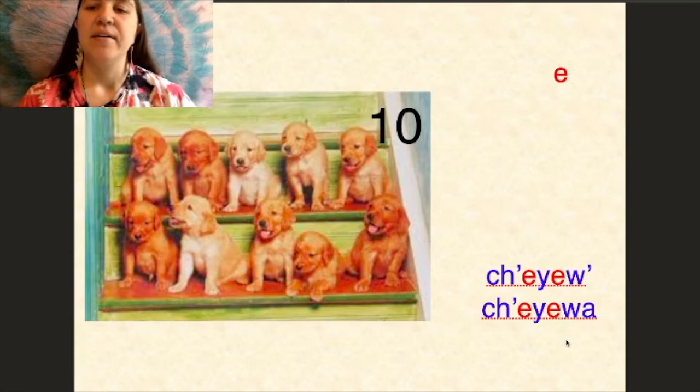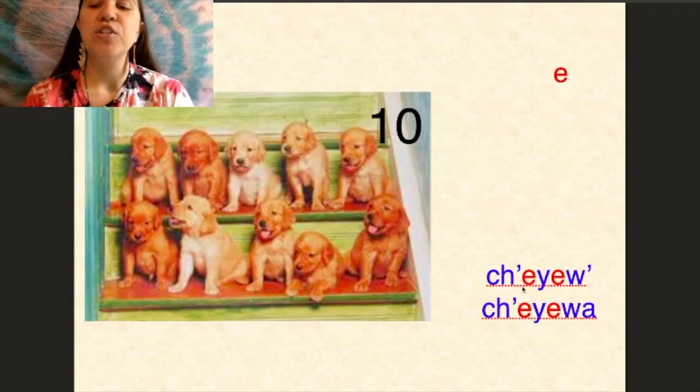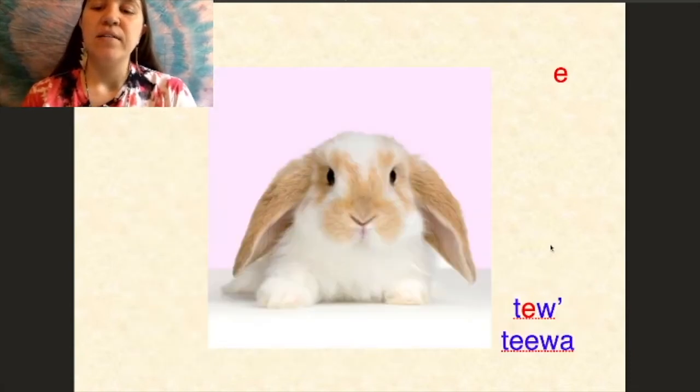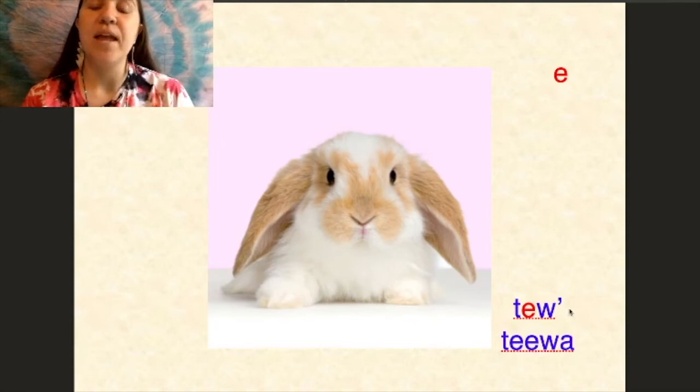And the e sound in this word is for our number 10, and that's cheu. The word for bird, we have chimpai. The e sound is in this word, we have teo, tewa. And this is our word for a rabbit.